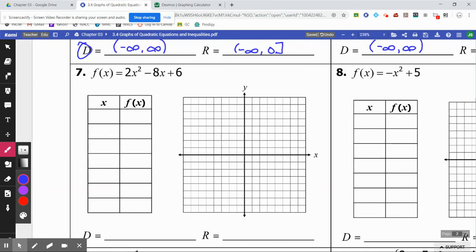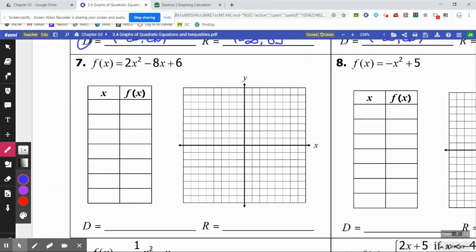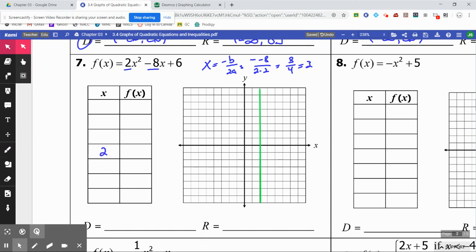Number 7, we're going to graph these a little bit quicker. First step, find your axis of symmetry, negative b over 2a. Your b value is negative 8, so that's negative 8 over 2 times 2 on bottom. That's going to be 8 over 4, which is 2. Your axis of symmetry is located at x equals 2. And again, if you want to, you can actually draw a line there. To find the y value of my vertex, I'm going to plug that 2 in.